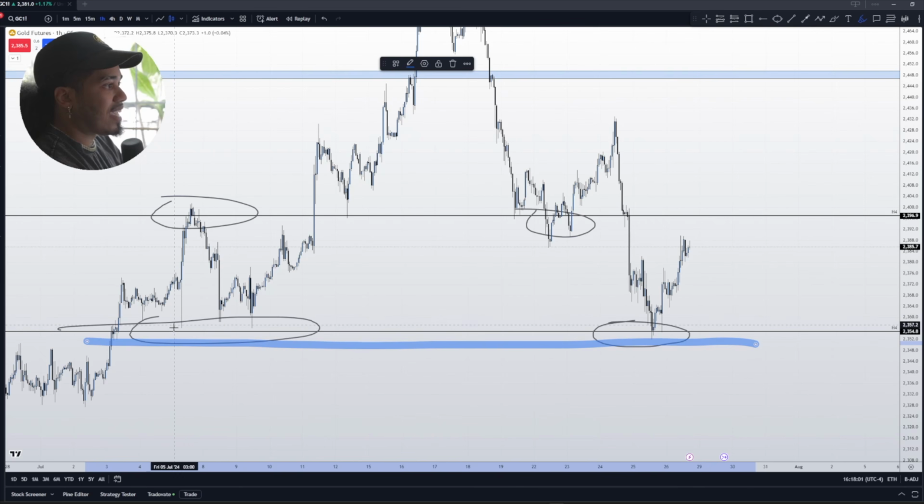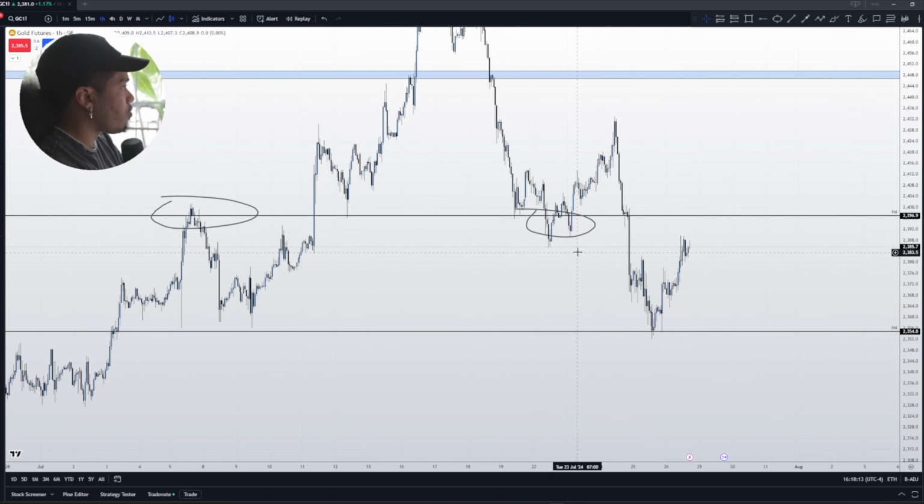So I know that as soon as price comes down and taps that zone, I'm looking for buy positions only when they confirm it to me. Now, how do they confirm it to me? By giving me price action confirmation.